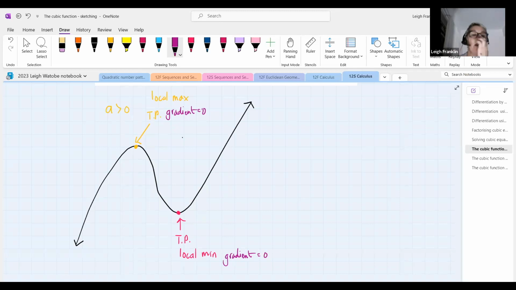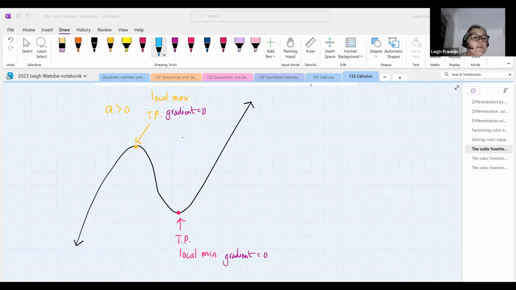To the left of the yellow turning point, is the graph increasing or decreasing? Okay, so to the left of the yellow, right?